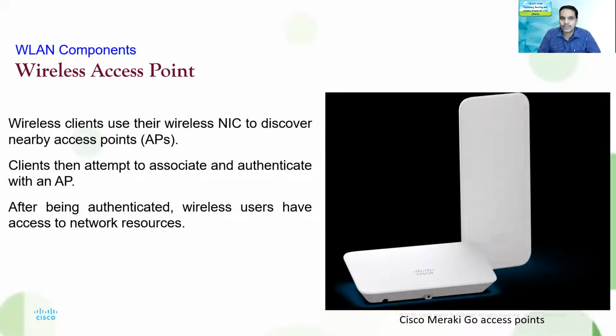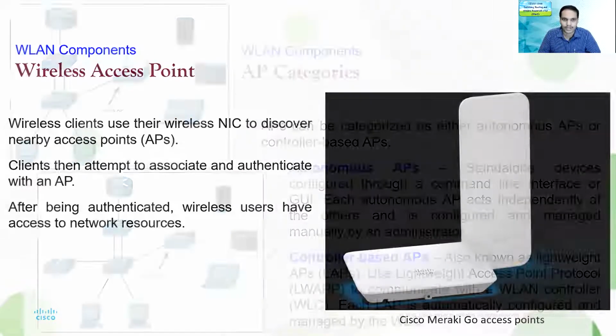Now, what do we mean by a wireless access point? Wireless clients use their NIC to discover the nearest access points. Clients then attempt to associate and authenticate with an access point. After being authenticated, the wireless users can have access to the network resources. Access points are nothing but your routers. Whenever your device boots up, it first searches for an access point. Only after it finds an access point does it announce itself. It then authenticates, and then an association takes place. We'll discuss that later.